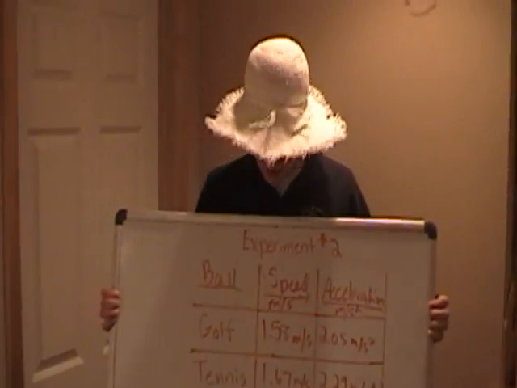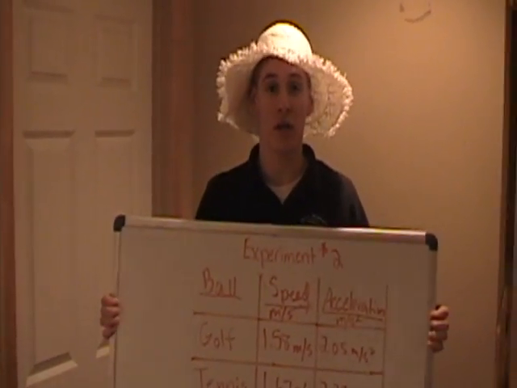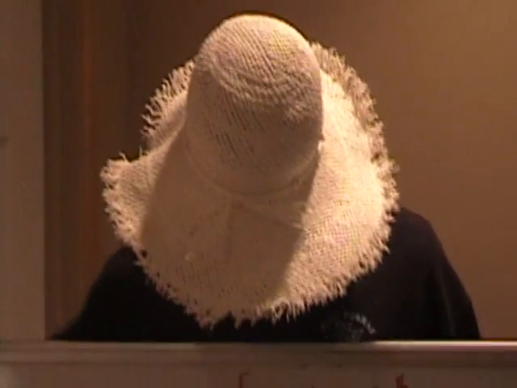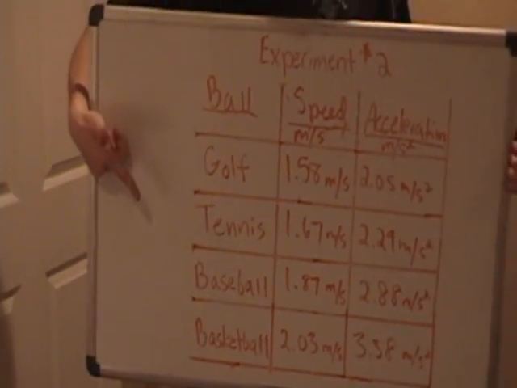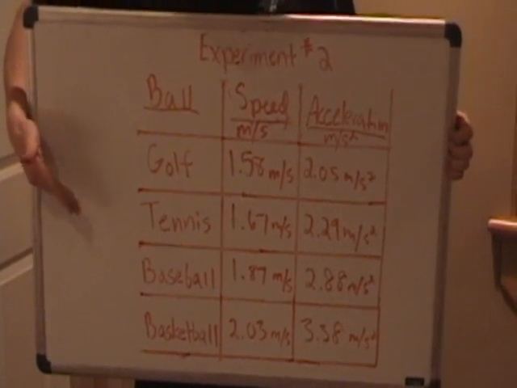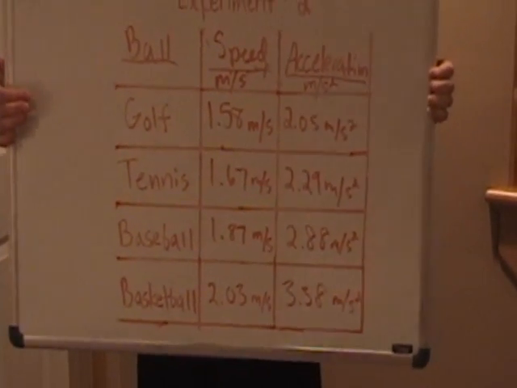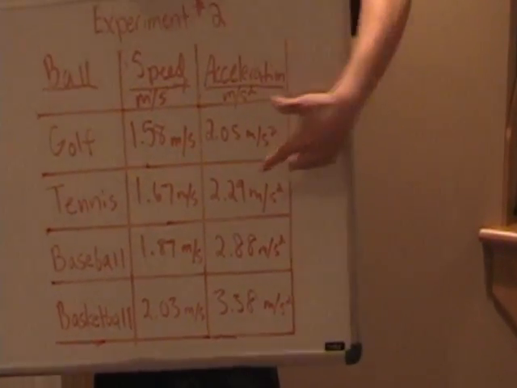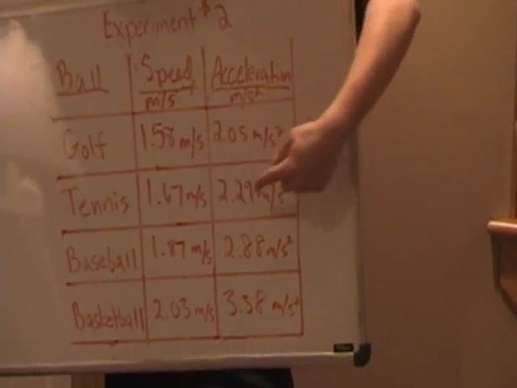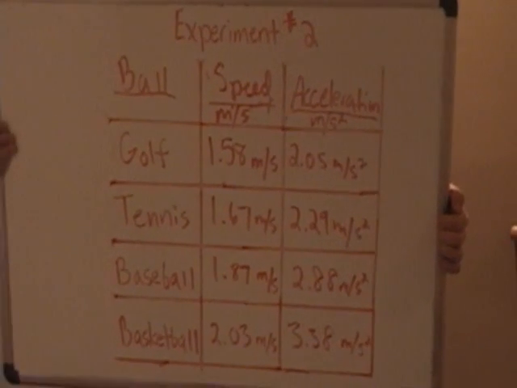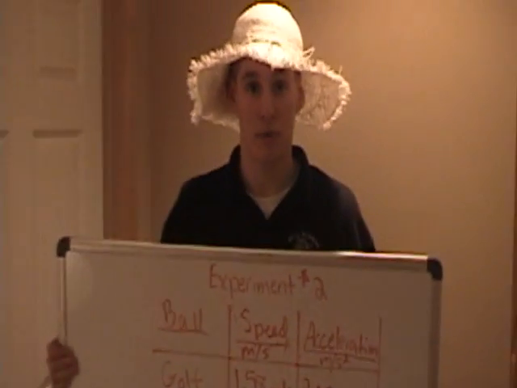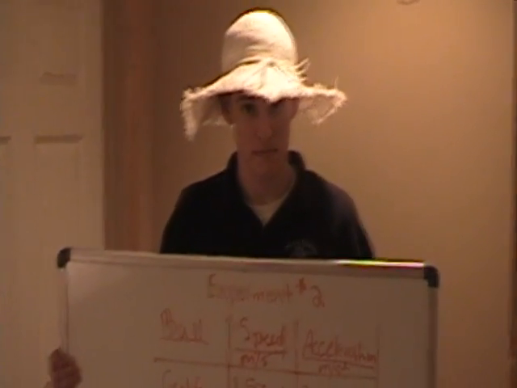In our second experiment, we changed the mass of the balls. First, we went from the lightest golf ball, then heavier tennis, and kept progressing heavier and heavier with the baseball and the basketball. As you can see with our gathered data, as our masses increased, so did our acceleration. Therefore, resulting in a direct relationship between mass and acceleration.